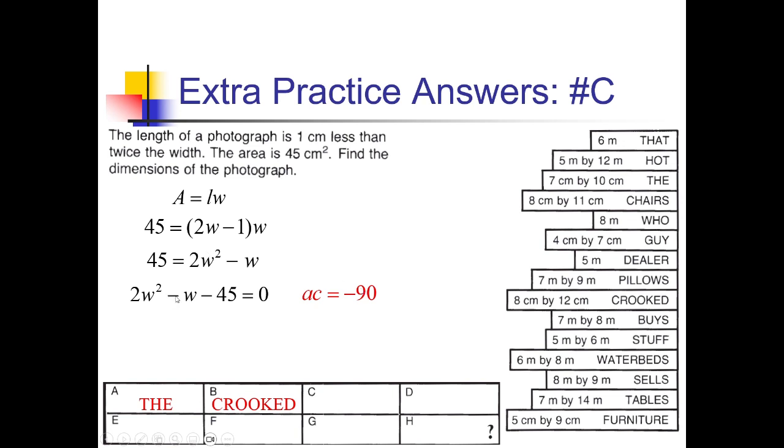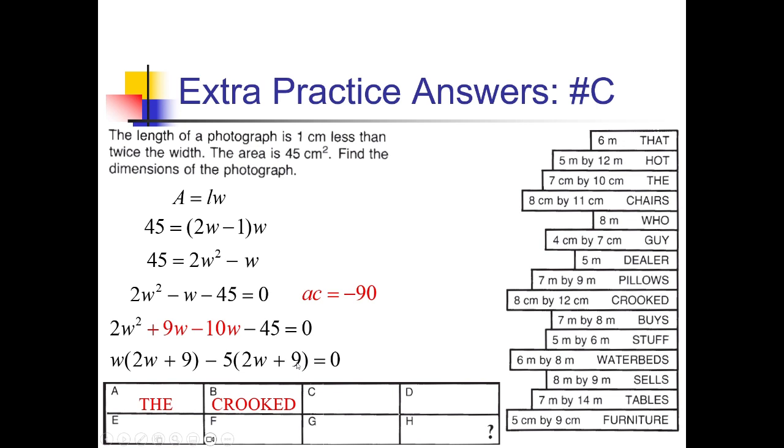So I can think of those right away, because I think of 9 times 10, and if I had a positive 9 and a negative 10, that would add up to negative 1. So I'm going to write this as 2W squared plus 9W minus 10W minus 45. Now that I've got 4 terms, let me go ahead and do my grouping. So I can take out a W from the first 2 terms. That leaves me with 2W plus 9. For the next 2 terms, I can take out a negative 5, leaving me again with a 2W plus 9.